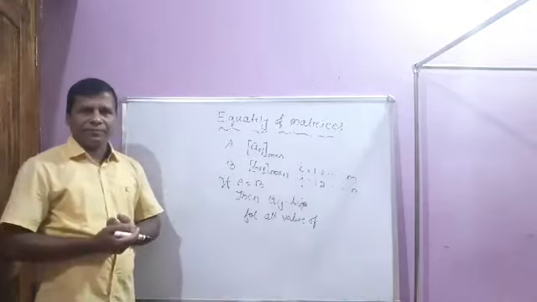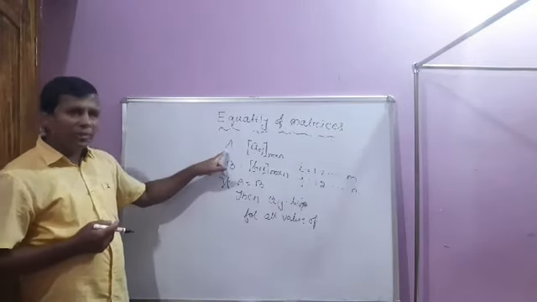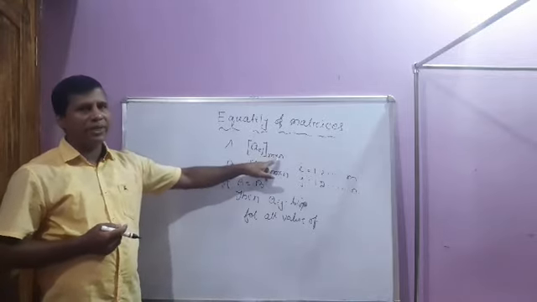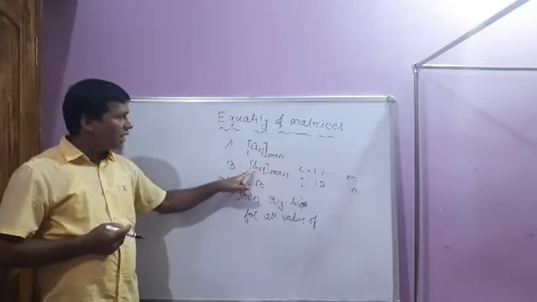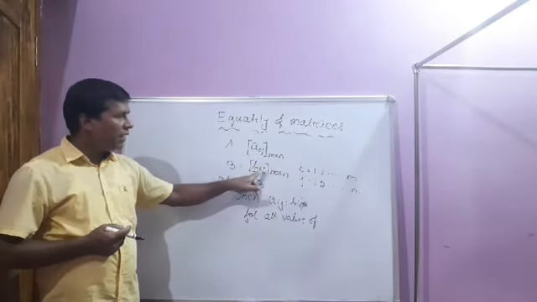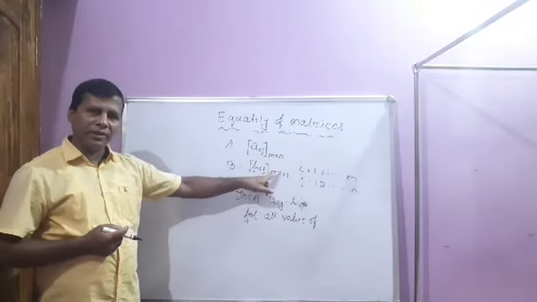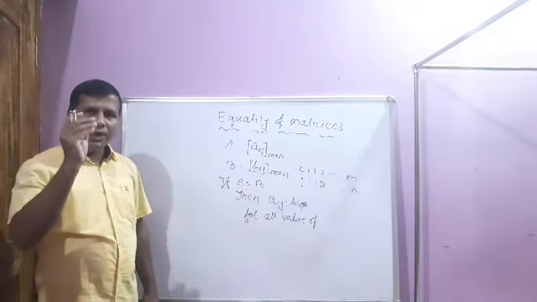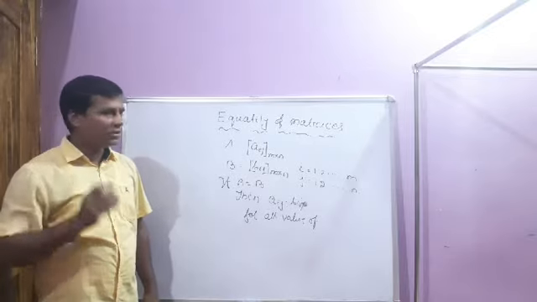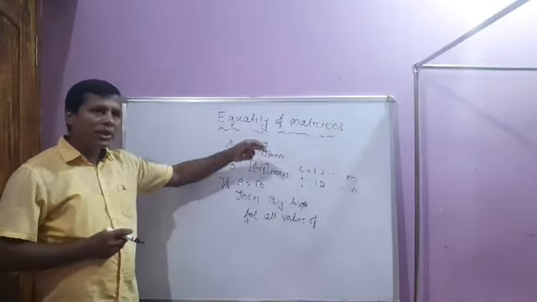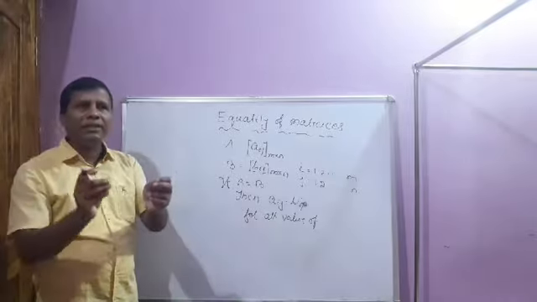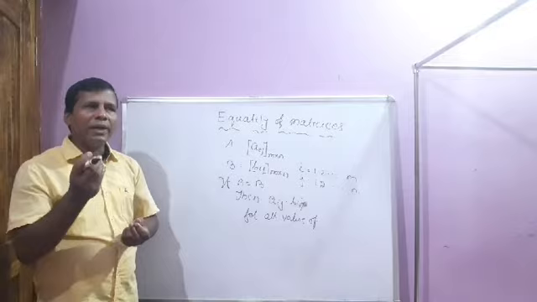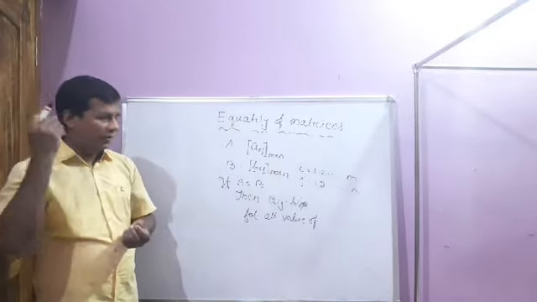What does this mean? Suppose A is a matrix Aij of m cross n order, and B is another matrix Bij of m cross n order, where i and j identify the rows and columns. If the rows and columns of the two given matrices are equal to each other, in that case the two matrices are equal.